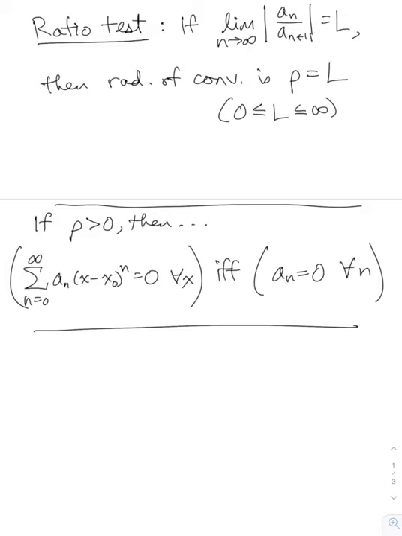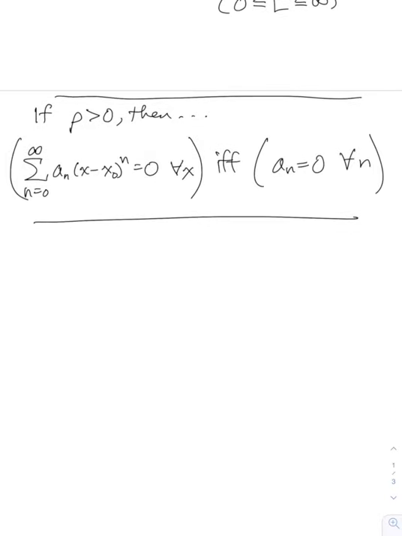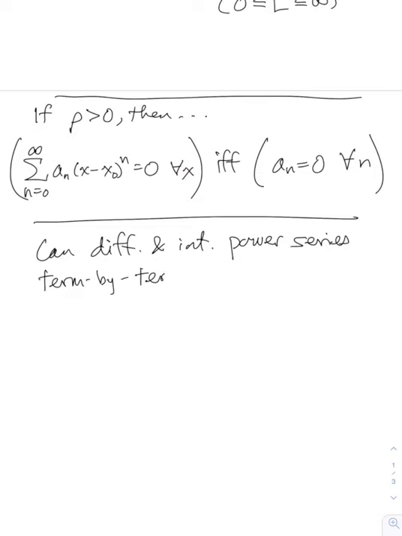Okay, another fact here, very useful. We can differentiate and integrate power series term by term. And when we do that, the radius of convergence remains the same.